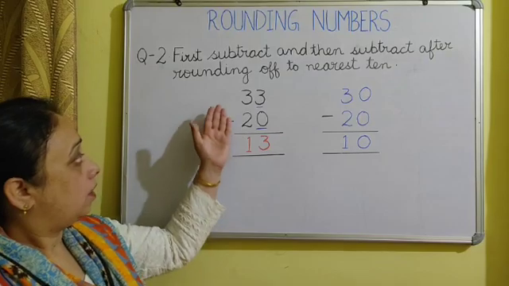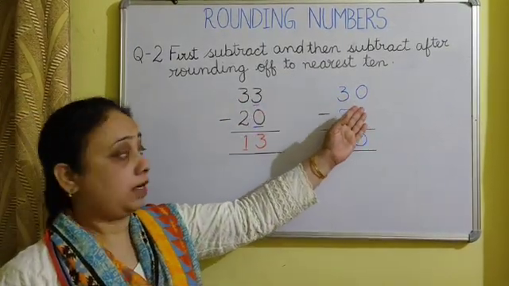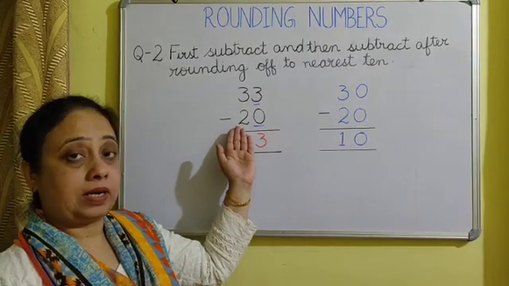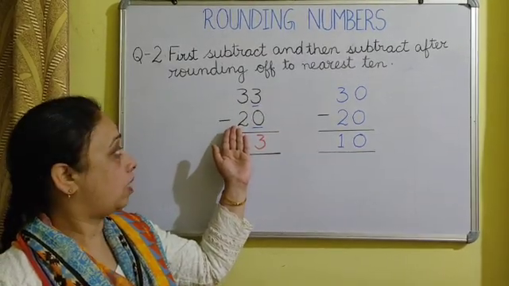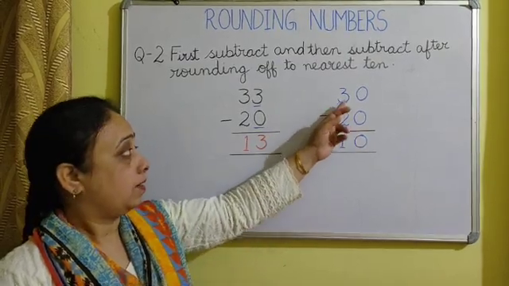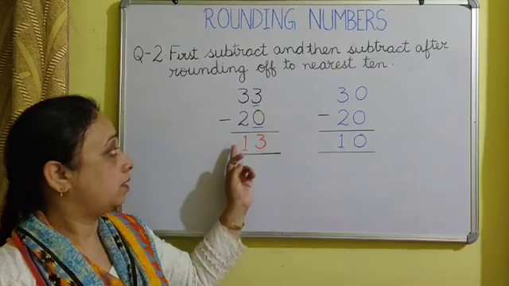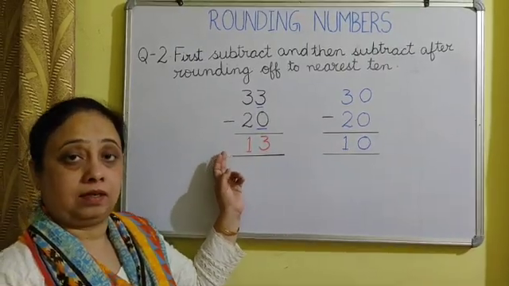Now see, when we round off 33 to the nearest 10, that is 30. When we round off 20 to the nearest 10, we have 20. Find the difference. Here the difference is 10, but here the difference is 13.